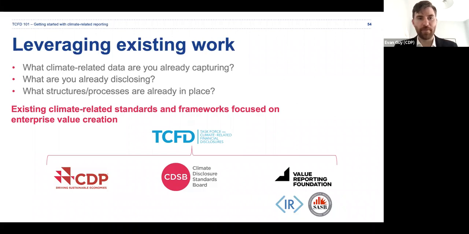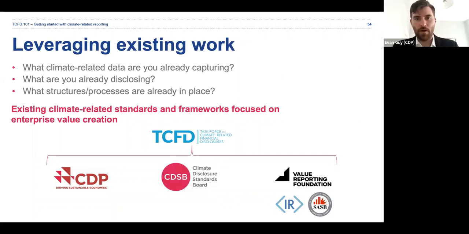In addition to this existing information, it's important to think about existing internal processes. So what is already in place? Does your board, for example, already have a delegated sustainability or CSR committee that can include climate-related risks and opportunities into its oversight mandate? Or what are your existing risk management processes within your company? How might they be adapted to integrate climate change? Understanding and adapting information collection processes and processes within the organization is really where it's important to start.